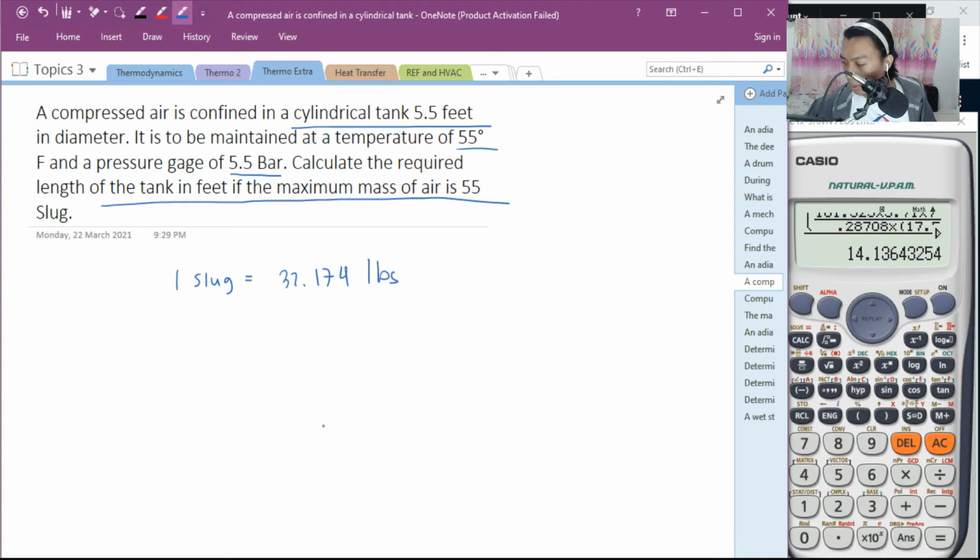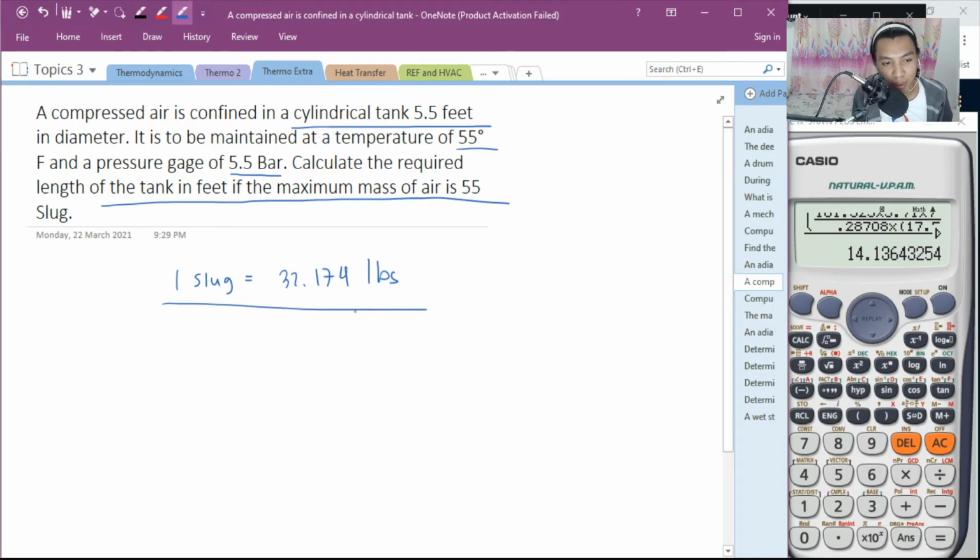Let me check my notes. It's here in my notes. Yes, correct. 32.174. That is slug. I still remember it, even after 2 years. Okay. So let us solve.